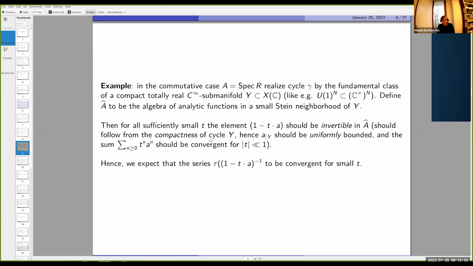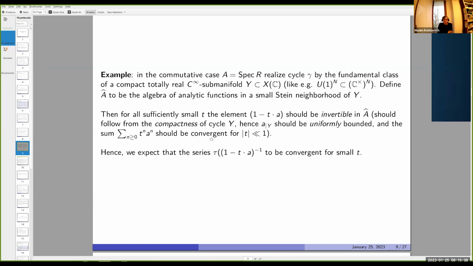So what we do in our commutative case, we get algebra functions on smooth affine varieties. We have our real cycle, and we represent this by the fundamental class of a compact totally real submanifold, like this one, where complex numbers have absolute value equal to one, in the n-th power of the complex torus. We define the algebra as the algebra of analytic functions in a small Stein neighborhood of this submanifold Y. So it's really concentrated near Y.